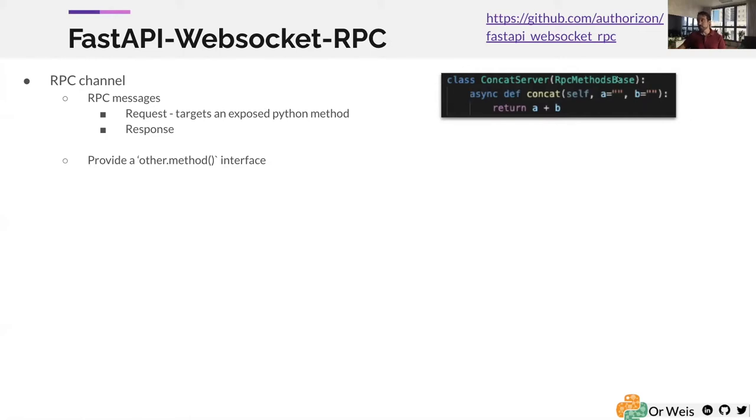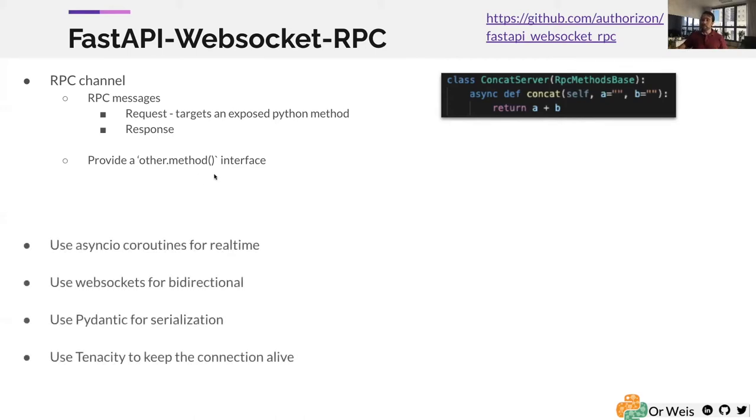As you can see in the screenshot of the code, we have a server that inherits from RPC method base, and it exposes specific methods. For example, in this case, it exposes a concat method that takes two parameters, concatenates them, and returns the string value. On the other side, we'll be calling these methods through an interface that looks something like this, other.method. In this case, we'll be doing other.concat and passing the two arguments that we want to concatenate.